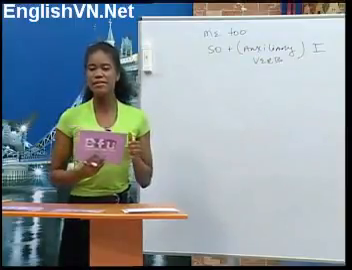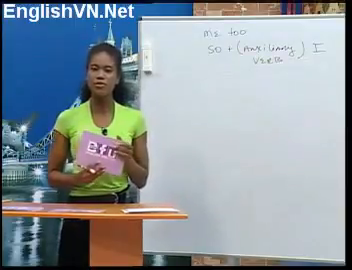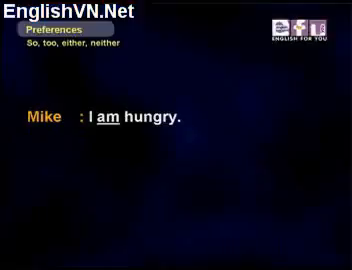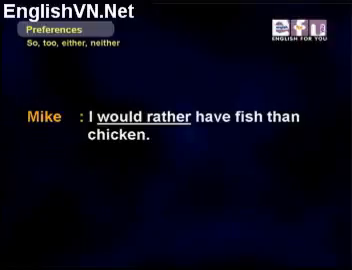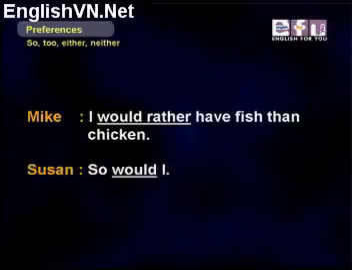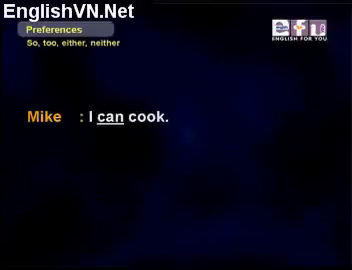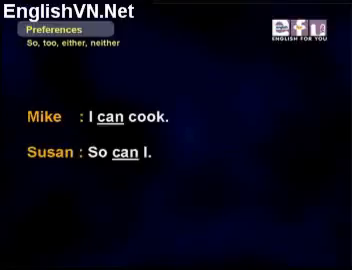Now, let's look at these sentences and see how Susan agrees with Mike. I am hungry. So am I. Here's another example. I would rather have fish than chicken. So would I. Mike says, I can cook. So Susan says, so can I.